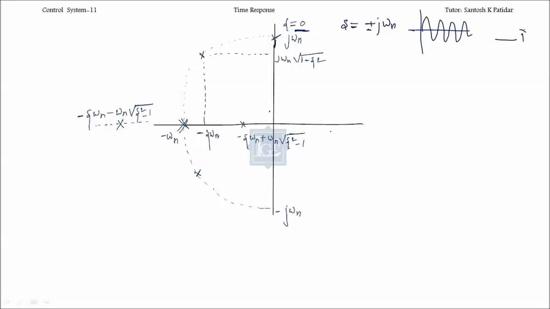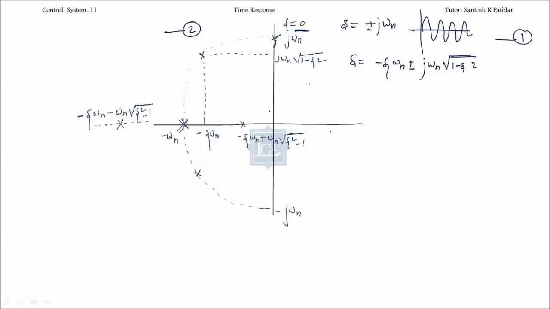This is the case 1. Let me take this as case 1. Here is the case 2 over here. This was the case of underdamped system, in which we got the poles minus zeta omega n plus minus j omega n square root of 1 minus zeta square.